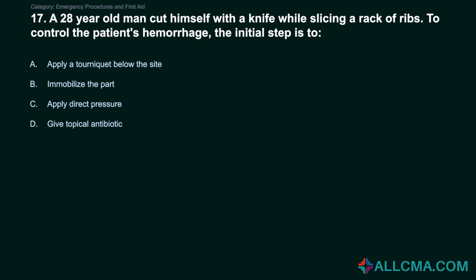17. A 28-year-old man cut himself with a knife while slicing a rack of ribs. To control the patient's hemorrhage, the initial step is to A. Apply a tourniquet below the site. B. Immobilize the part. C. Apply direct pressure. D. Give topical antibiotic. Correct answer: C. Apply direct pressure.